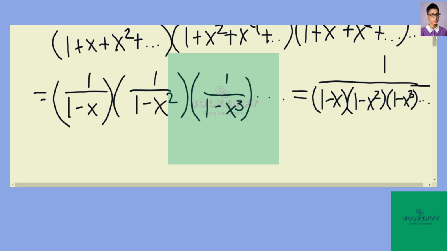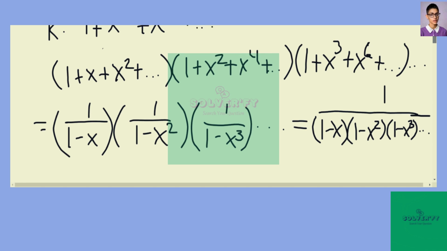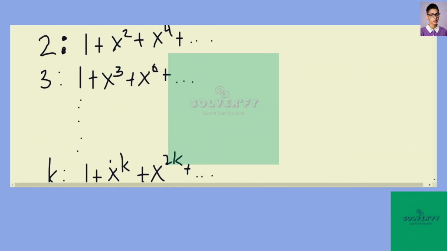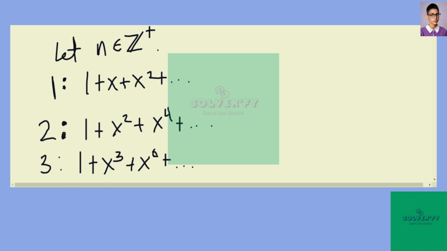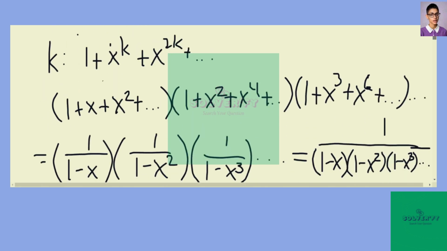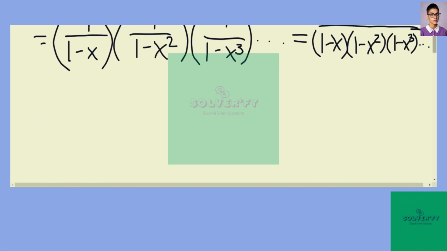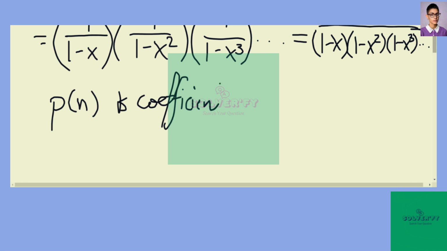And we have that in the formal expansion of this generating function, the coefficient of x to the n is going to be the number of partitions of n. And so it follows that p of n is the coefficient of x to the n.